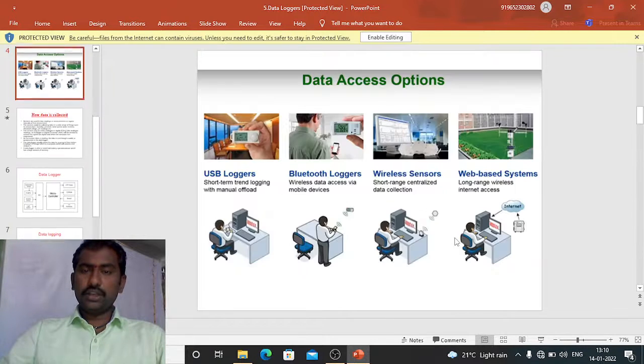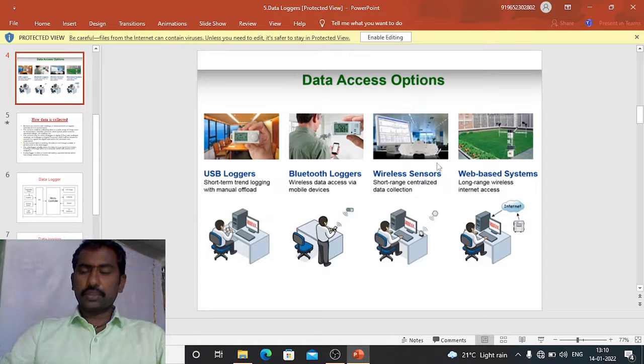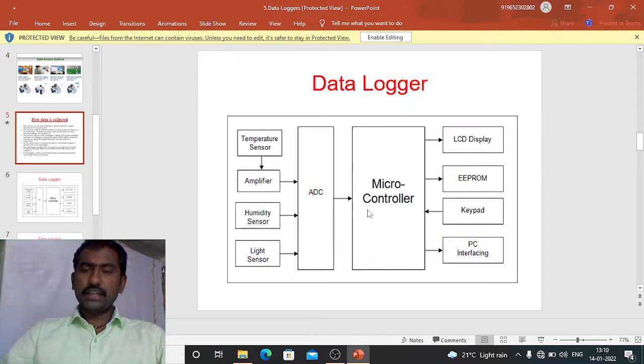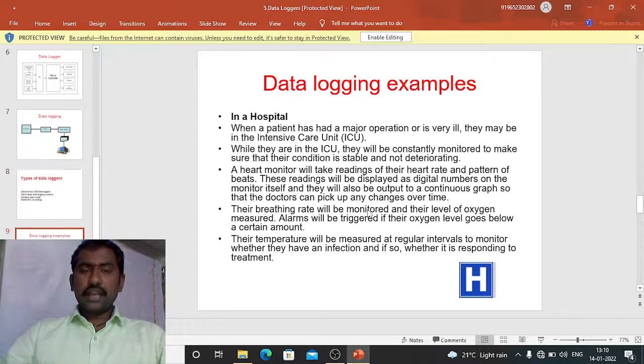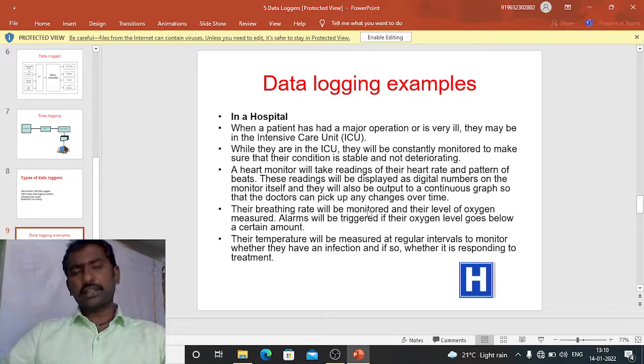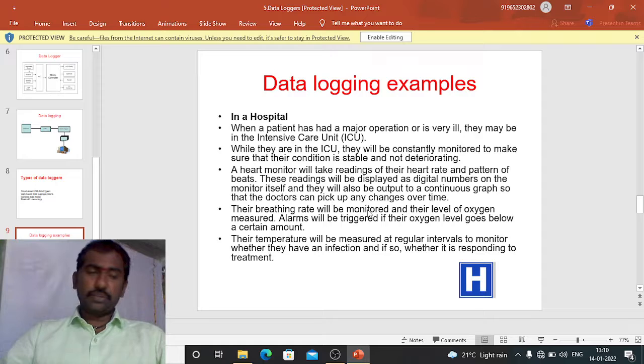So I already told about these diagrams also. These are the types of various data loggers. And coming to the examples, the applications of data logging, so where we use these data loggers. Here we have three examples. One is regarding hospitals, another is regarding car racing, and another is regarding the water plant.